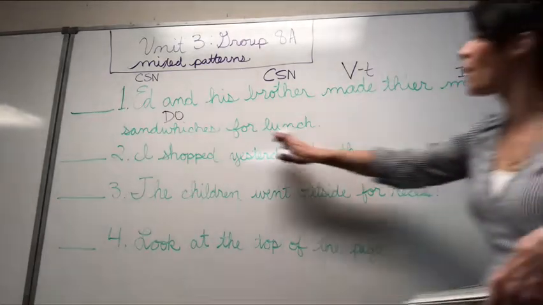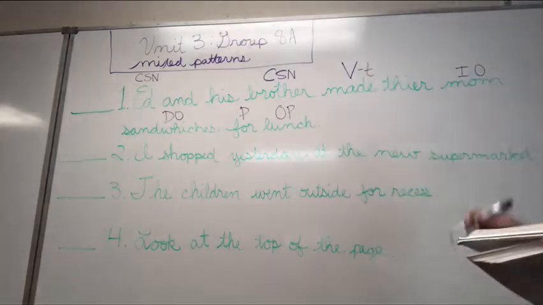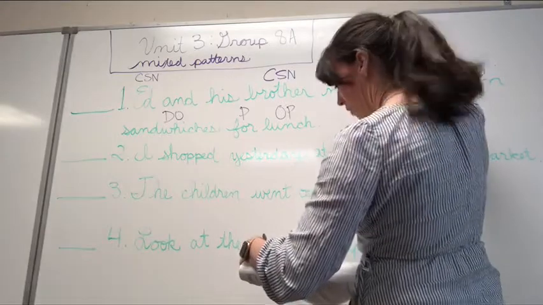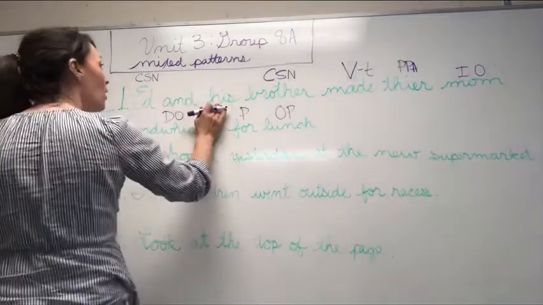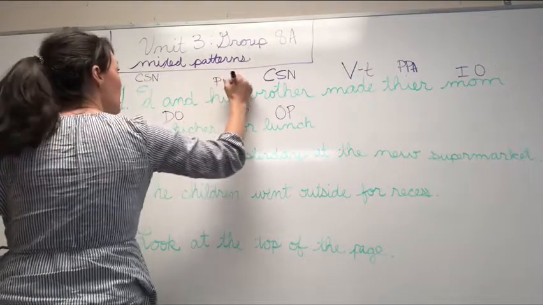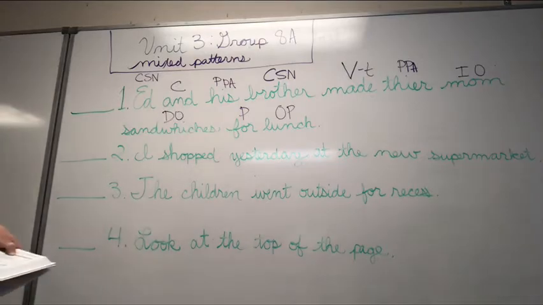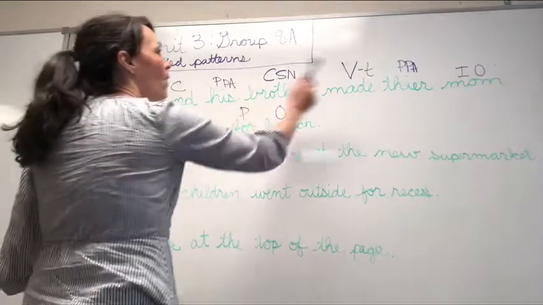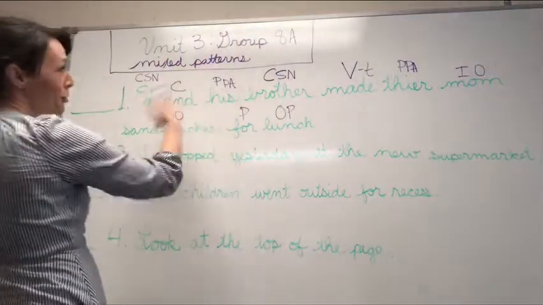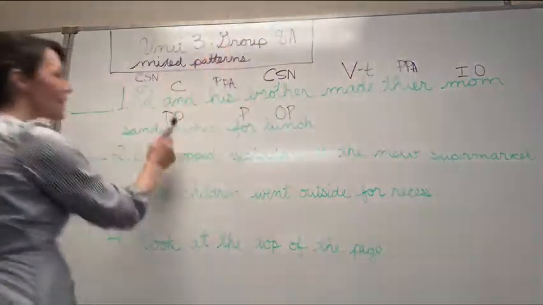For, preposition. For what? For lunch, object of the preposition. Whose mom? Their, possessive pronoun adjective. Whose brother? His. We've got another possessive pronoun adjective. Don't forget to label your and as a conjunction. All right, let's look at this sentence. I've got a noun, verb, noun. I've got a conjunction subject noun, a verb transitive, an indirect object, and a direct object.